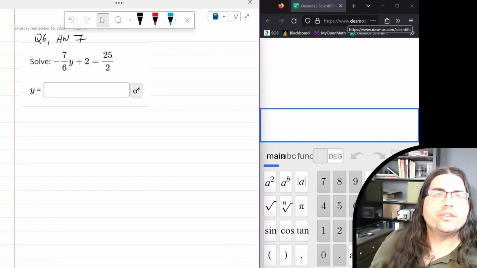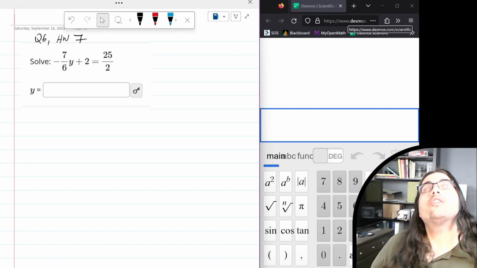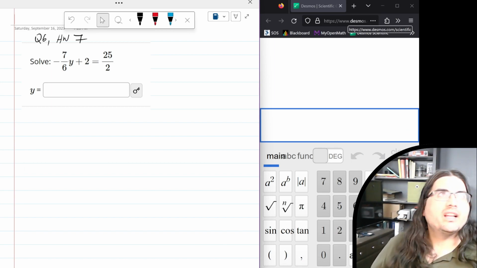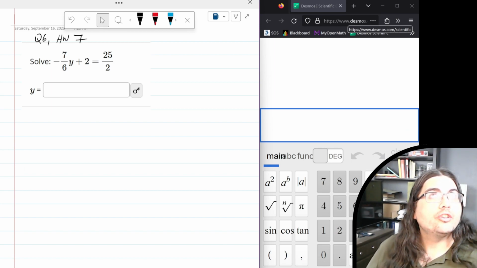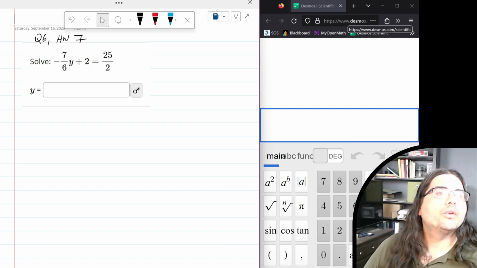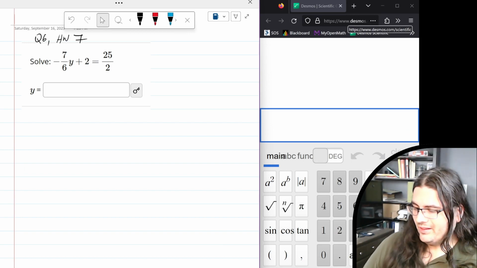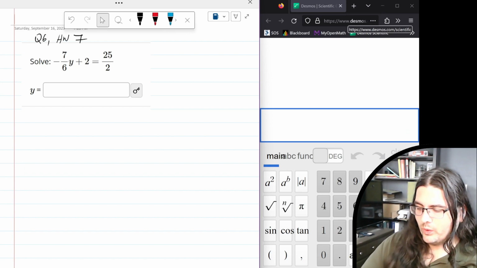Good evening, everyone. This is question 6 from homework 7, and this is from the ABS math class. That's math 1324 combined with 0324. This is a fraction equation.